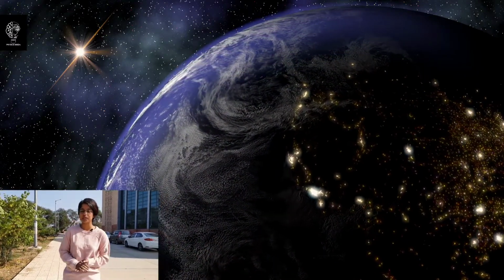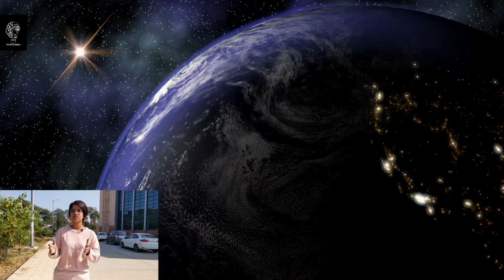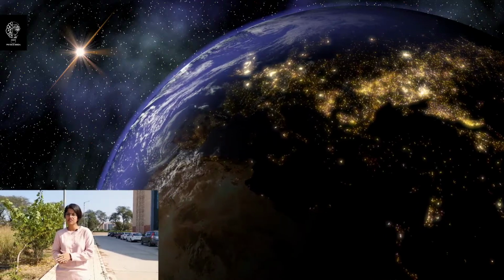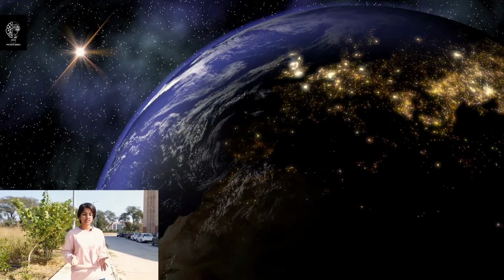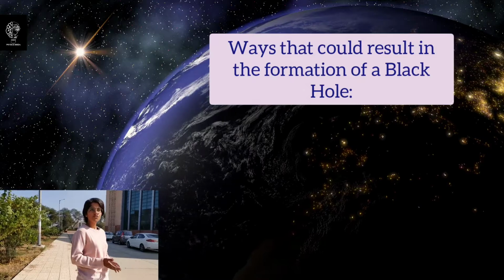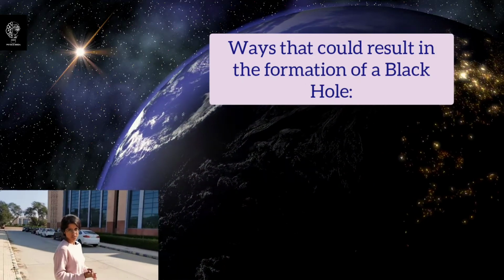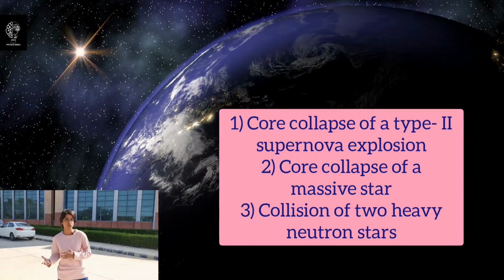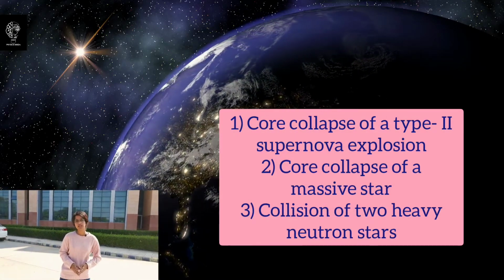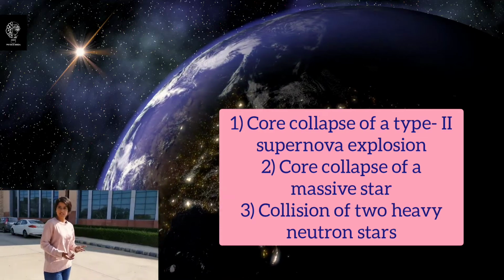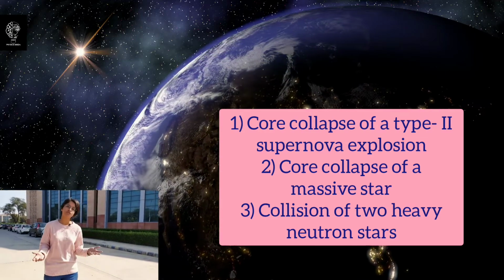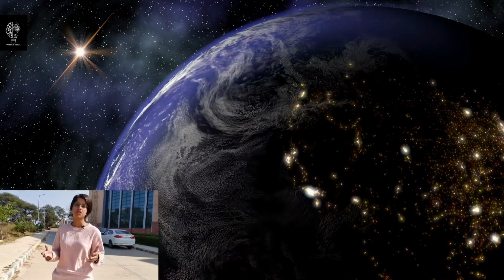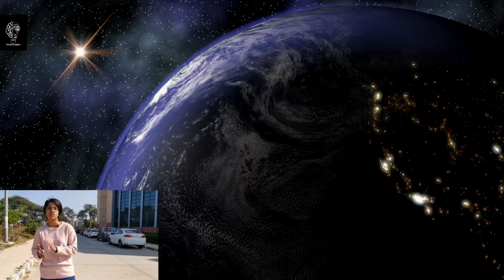Before we actually begin, we have already discussed that a black hole is made from normal matter and how it is made. There are three processes which could result in the formation of a black hole. The first one is the core collapse of a type 2 supernova explosion. The second one is the core collapse of a massive star, and the third one could be the collision of two neutron stars. We have already discussed in good length the formation of a star and how it can result in the formation of a black hole.